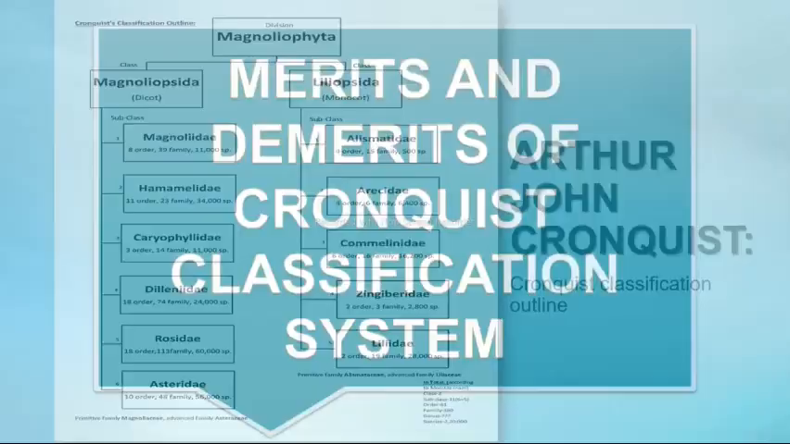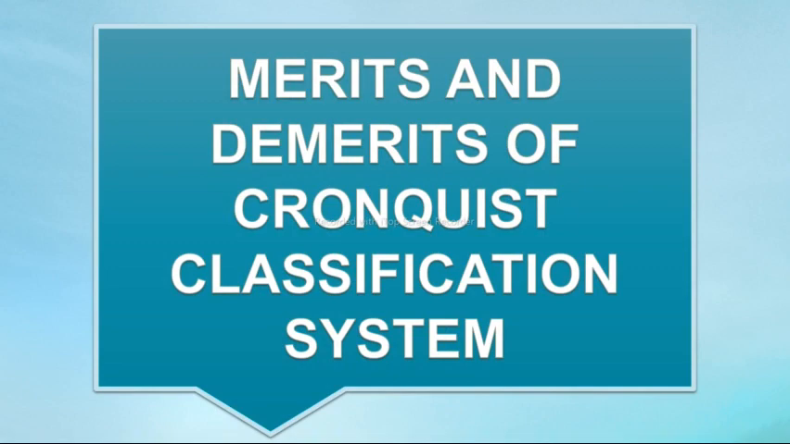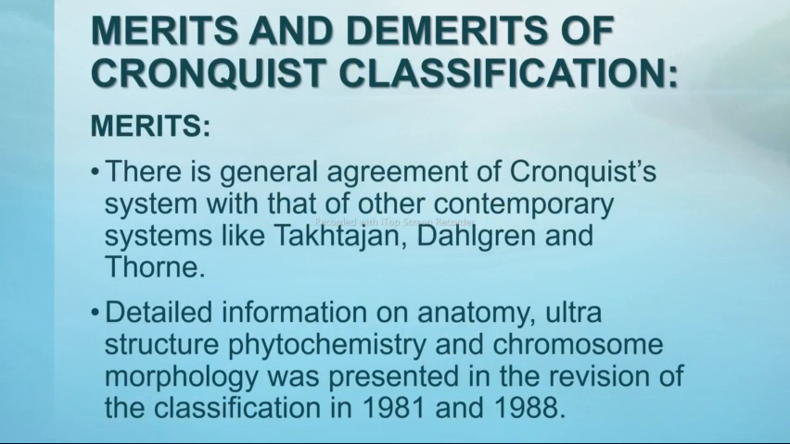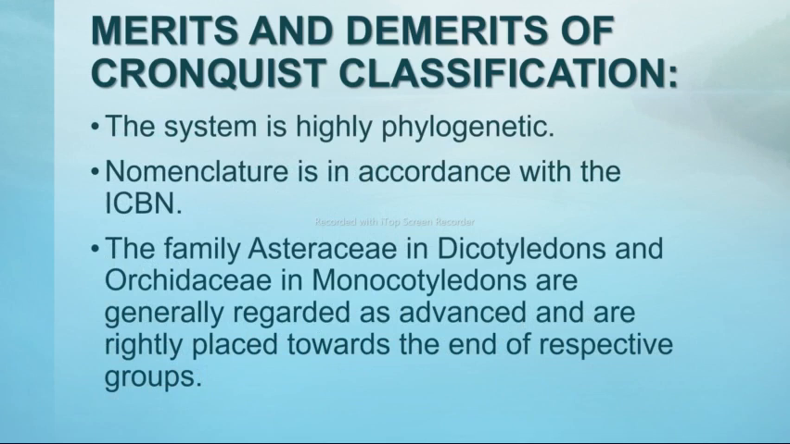Next, I am going to discuss the merits and demerits of the Cronquist classification system. First, I will discuss the merits. There is a general agreement of the Cronquist system with other contemporary systems like Takhtajan, Dahlgren, and Thorne. And detailed information on anatomy, ultrastructure, phytochemistry, and chromosome morphology was presented in the revision of the classification in 1981 and 1988. The system is highly phylogenetic.